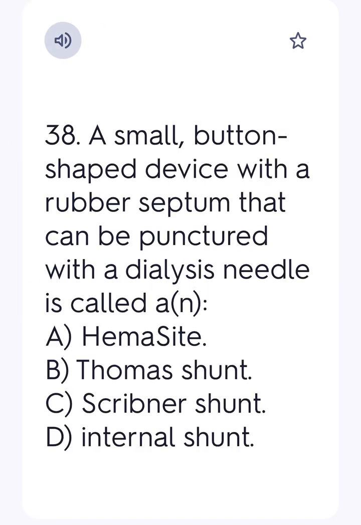38. A small, button-shaped device with a rubber septum that can be punctured with a dialysis needle is called a A. hemocyte, B. Thomas shunt, C. Scribner shunt, D. internal shunt. Ans, A.